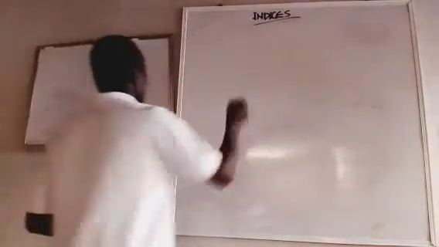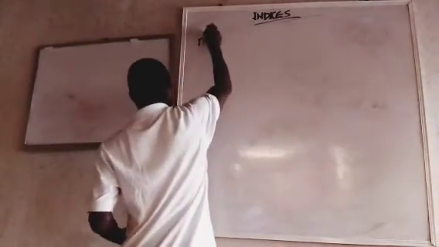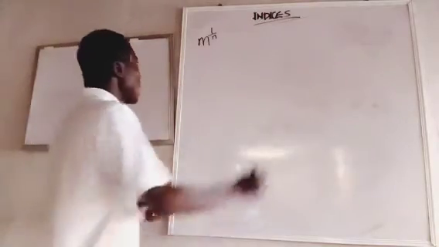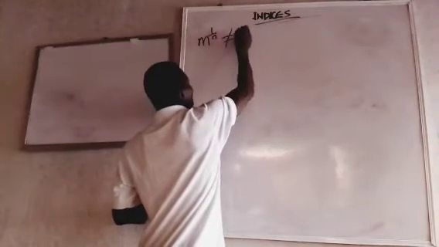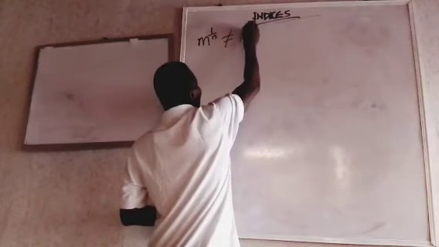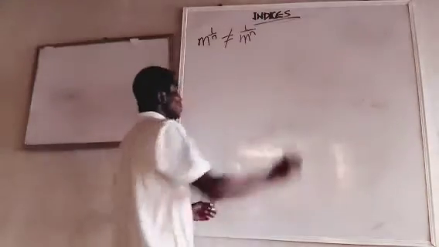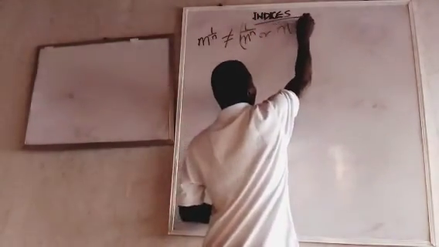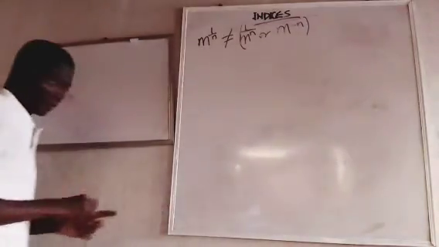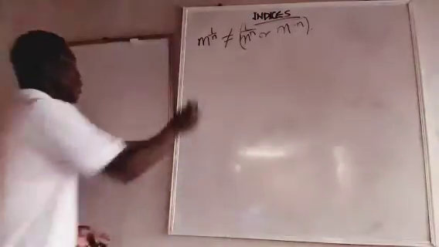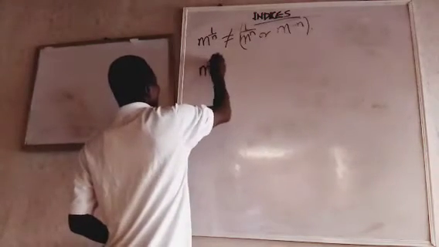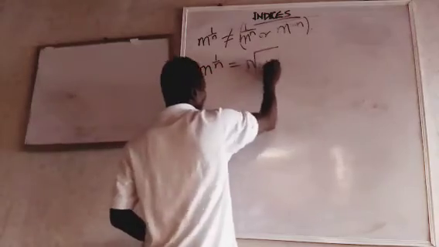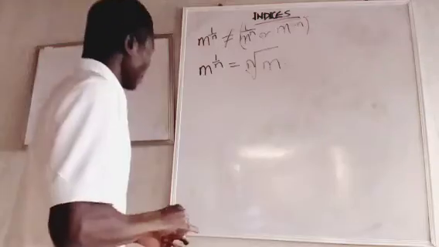Now let's look at this. When we have a situation, it's n raised to power 1 over n. Please note, this one is different from n raised to power 1 over n raised to power n, or n raised to power minus n. This is a different situation. You get it now? So what n raised to power 1 over n means is the nth root of n.